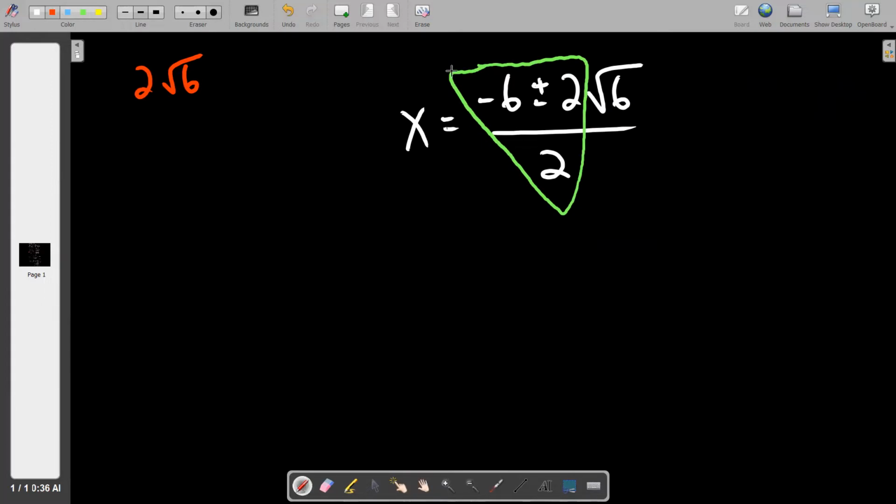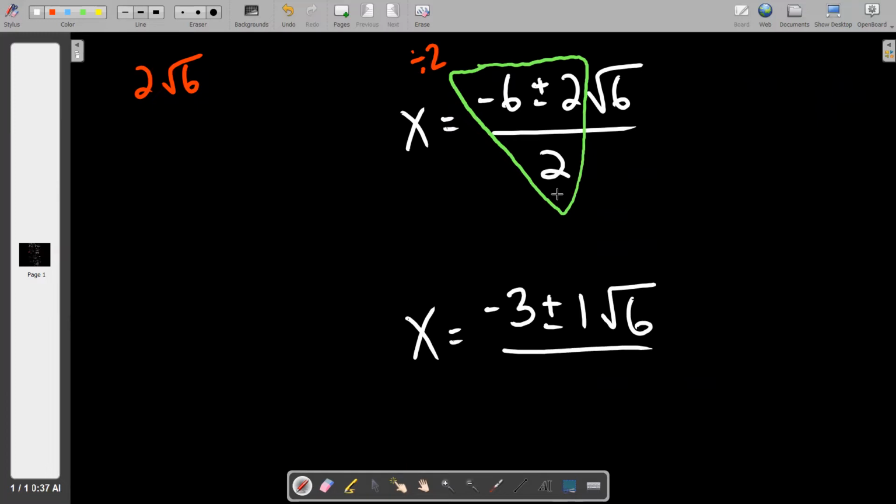Rocky, I heard you say it, that every number in the Dorito of doom can be divided by 2. This is now going to be our final answer. What is -6 divided by 2? So I have -3 plus or minus. What is 2 divided by 2? 1. And then I'm going to put the square root of 6. And what is 2 divided by 2? Now, this answer is correct.